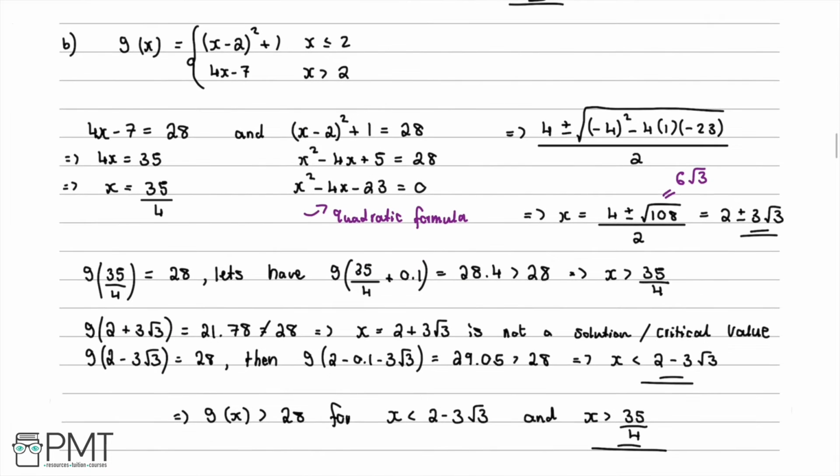We then have that part B of the question was worth 4 marks. We received our first mark for knowing to work out the critical values, and we get our first mark for doing either 4x minus 7 is equal to 28 or x minus 2 squared plus 1 is equal to 28. That's 2 options to get our first mark.